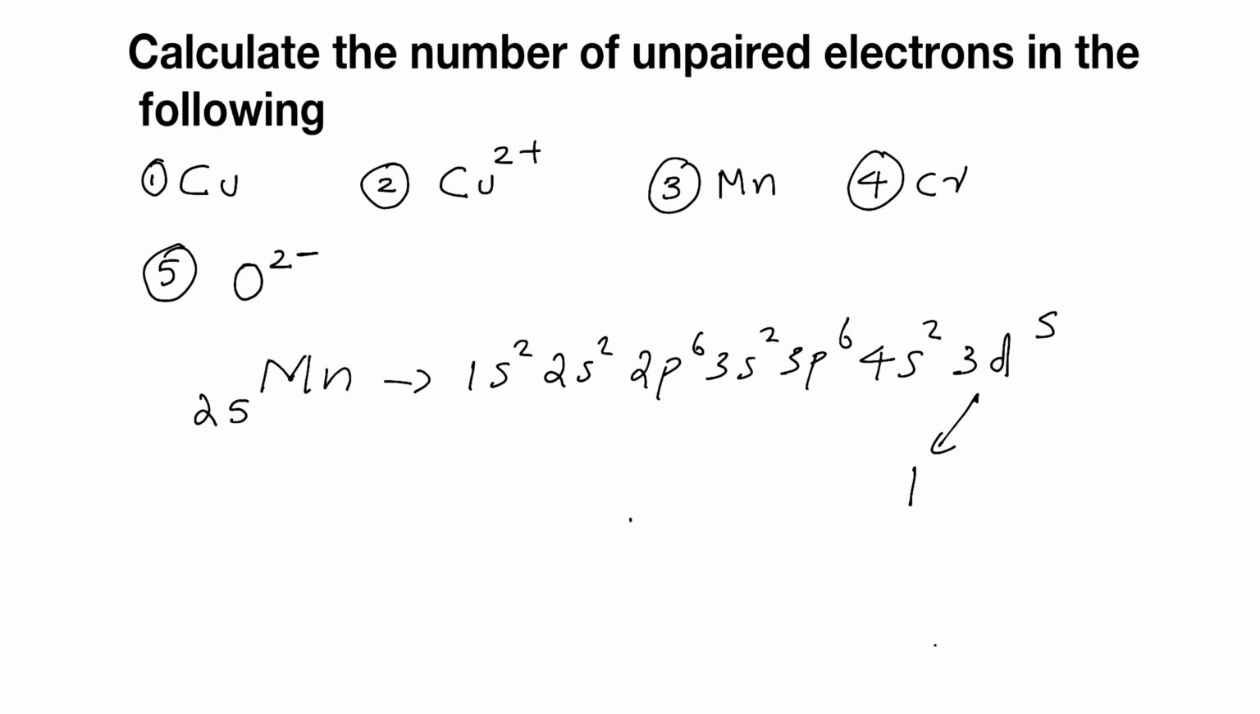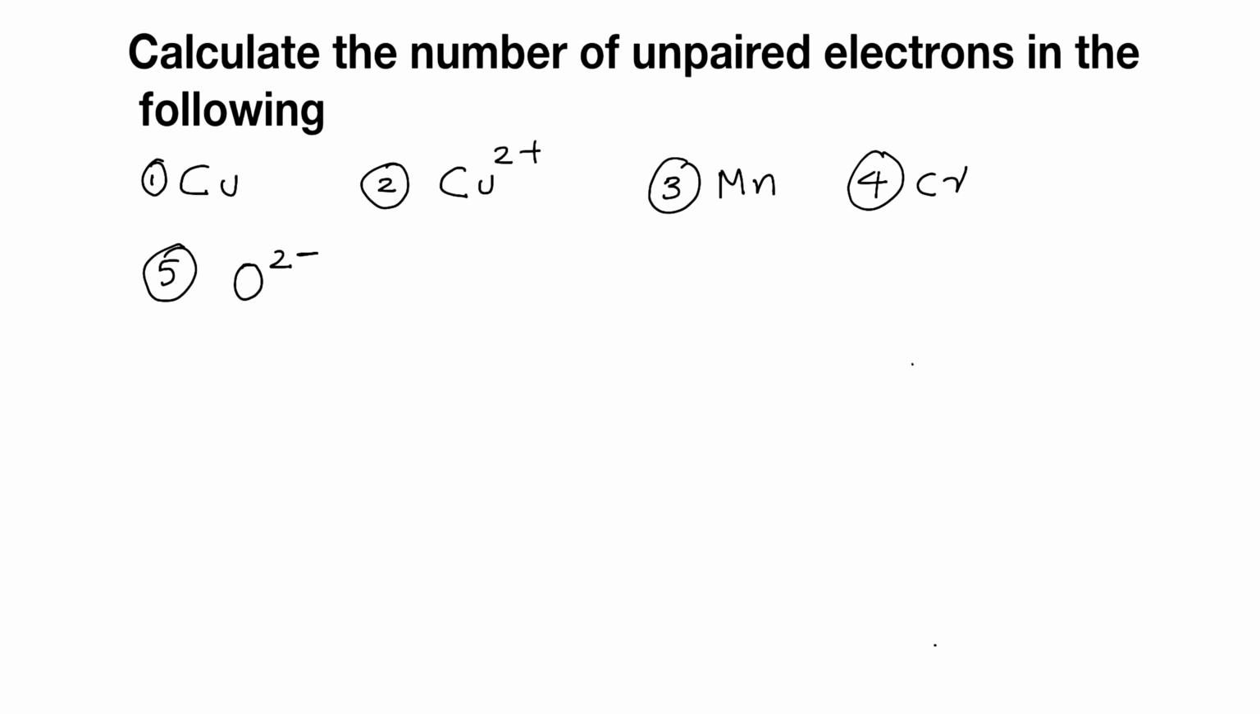4s is fully filled, right? So just check 3d. 1, 2, 3, 4, 5 boxes. How many electrons? 5. So 1, 2, 3, 4, 5. How many unpaired electrons? 5 unpaired electrons. Got it, right? Clear? Easy. See, next one is what?